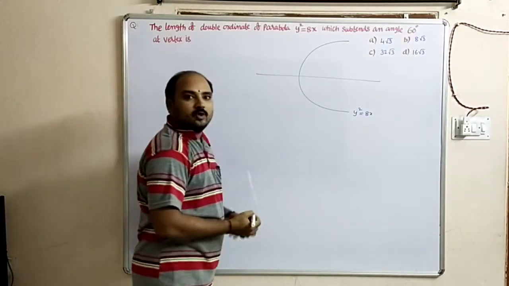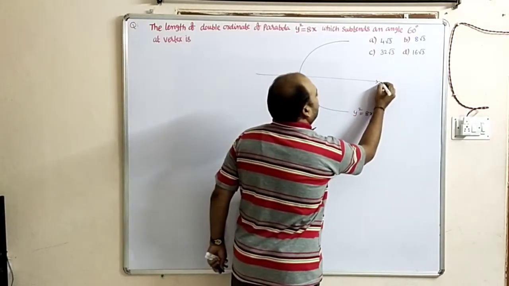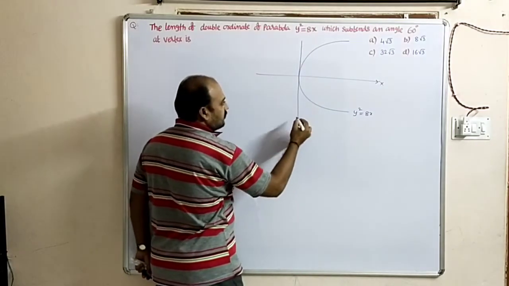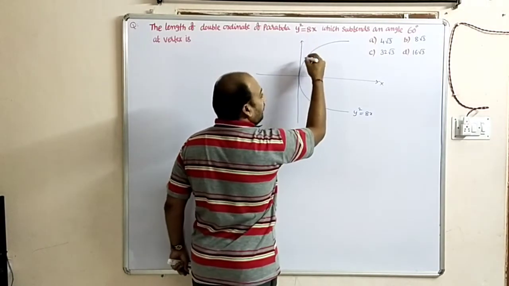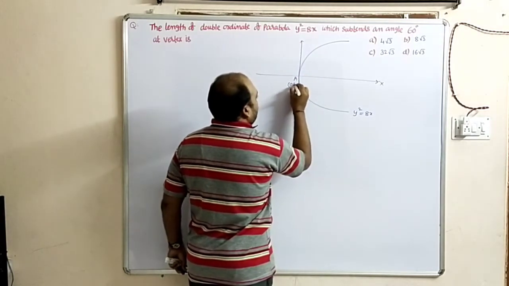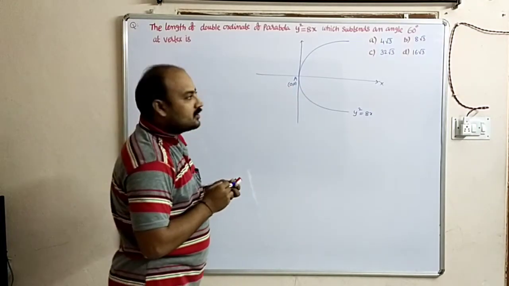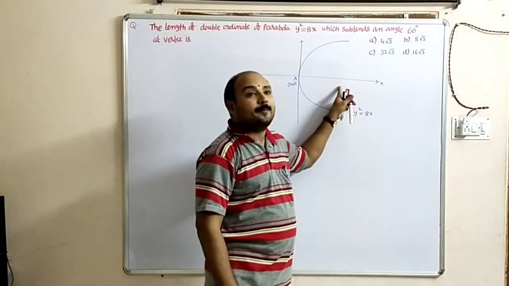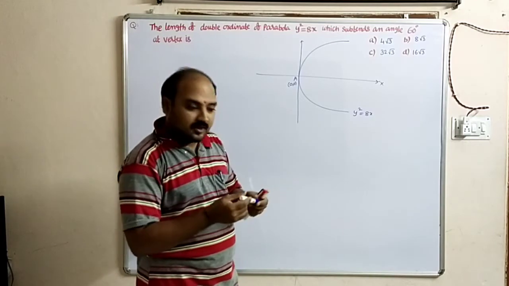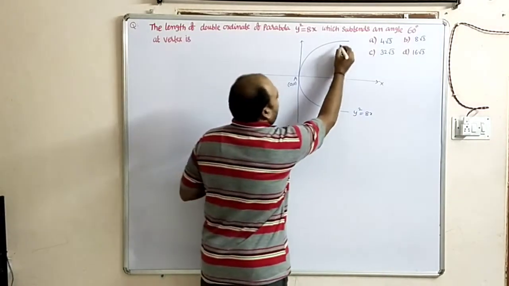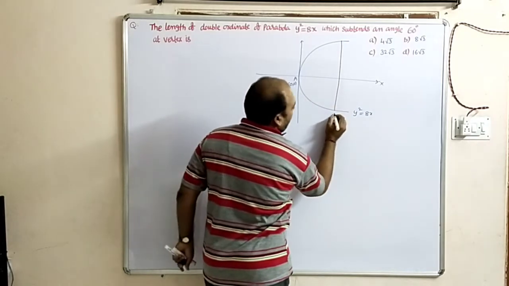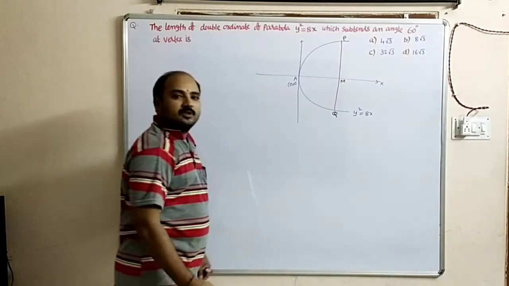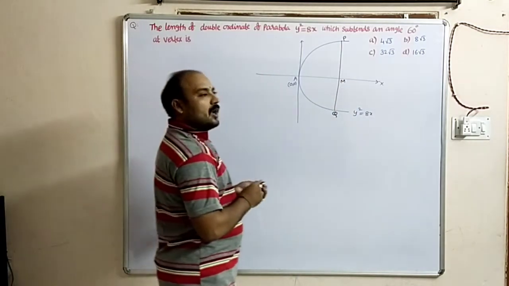The curve is symmetric about x-axis. This is the y-axis and tangent at the vertex. And double ordinate, the line which is perpendicular to the axis of the parabola and passing through the points which are lying on the parabola. See here, this is Q point, this is P point. Here some M you can take. The point is M. Double ordinate.